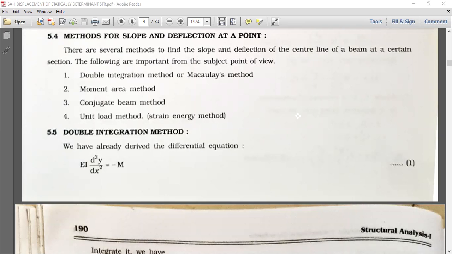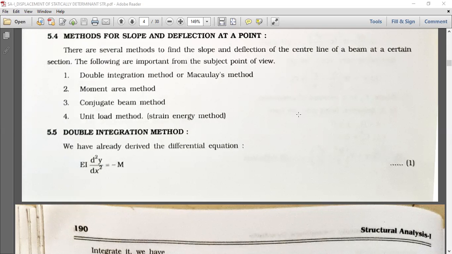There are several methods to find the slope and deflection of the center line of a beam at a certain section. The following are important from the subject point of view. First, the double integration method, also known as Macaulay's method. Second, the moment area method. Third, the conjugate beam method. Fourth, the unit load method, also known as the strain energy method.